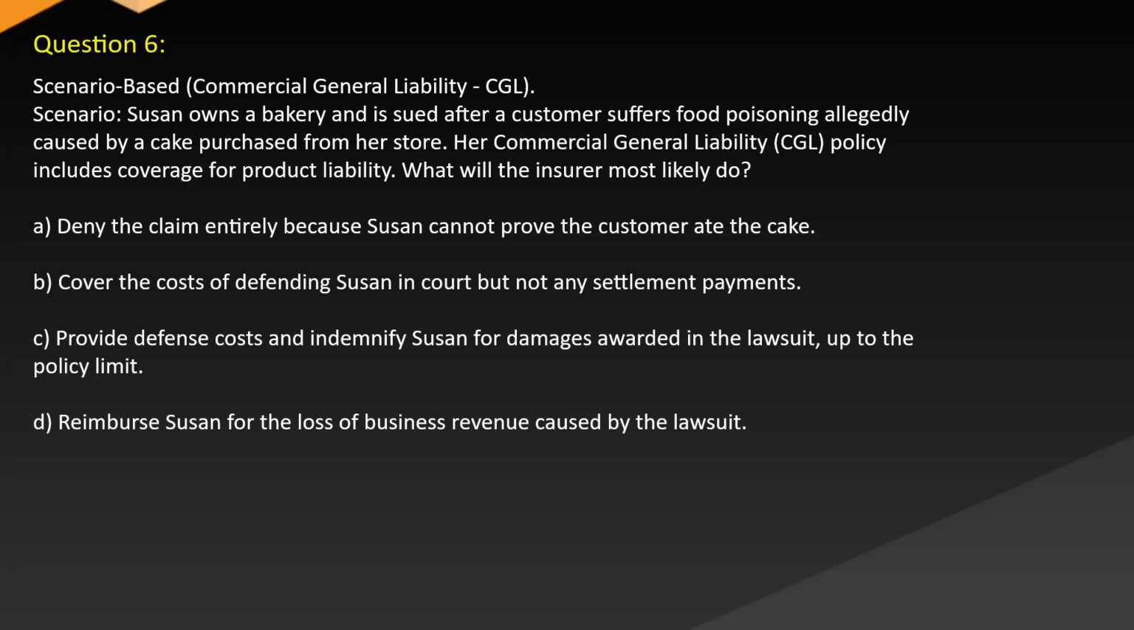A. Deny the claim entirely because Susan cannot prove the customer ate the cake. B. Cover the costs of defending Susan in court but not any settlement payments. C. Provide defense costs and indemnify Susan for damages awarded in the lawsuit up to the policy limit. D. Reimburse Susan for the loss of business revenue caused by the lawsuit.